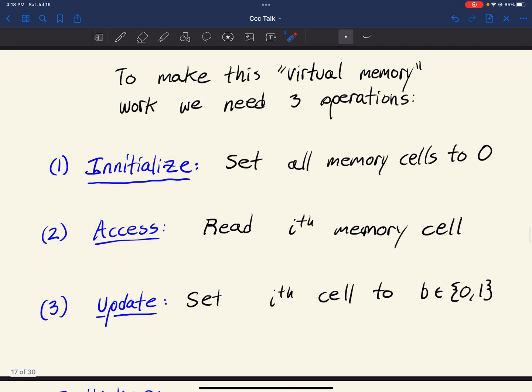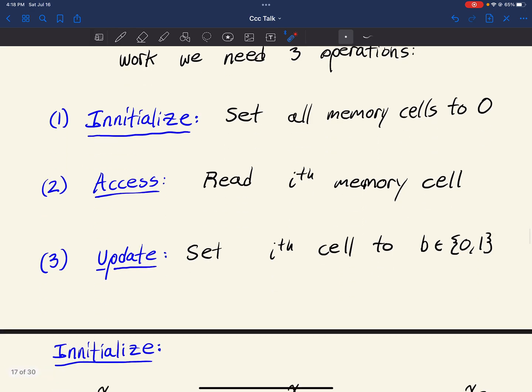And now what we're going to do is use this virtual memory to simulate the random access memory. We need three main operations to work. First, we need to be able to initialize the value of the memory to 0. We need to be able to access a particular bit of the memory. And we need to be able to update each bit of the memory to a desired new value. This is all that a random access memory does. If we can simulate all of these in t to the 1 plus epsilon time and t to the epsilon space, then we'll be able to get through with the whole simulation.